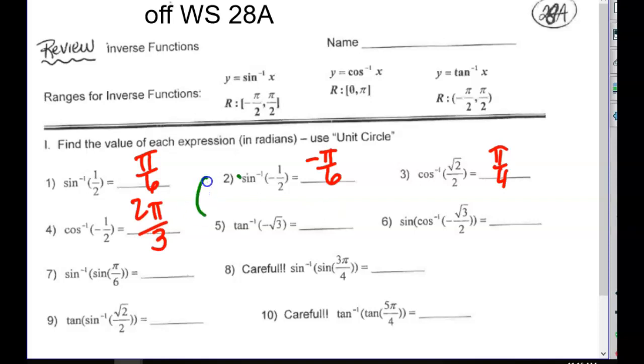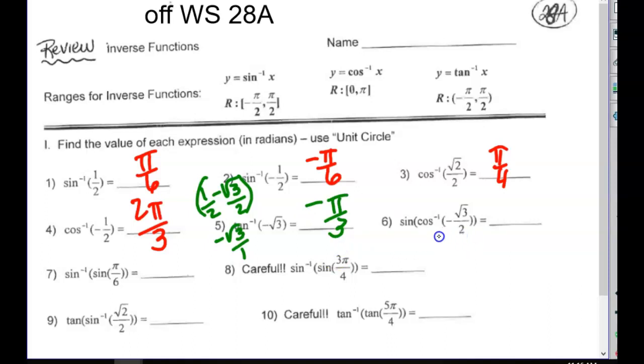But tangent is y over x. So in the y, there's a negative square root of 3. Where is that true? Okay, there'd be a 1. We're looking for this ordered pair so that when we put the y over the x, we get negative square root of 3 over 1. That happens down at 5 pi over 3, which we have to call.